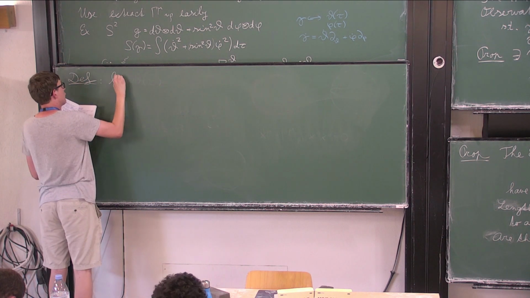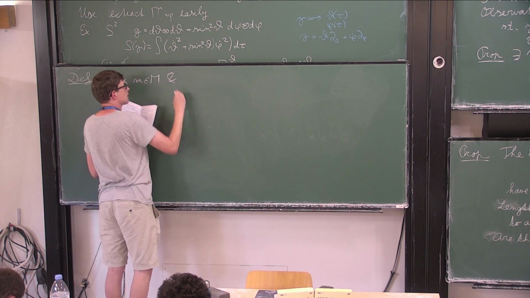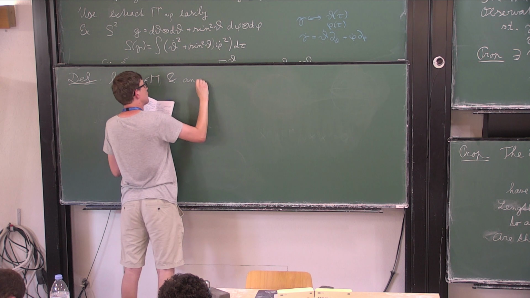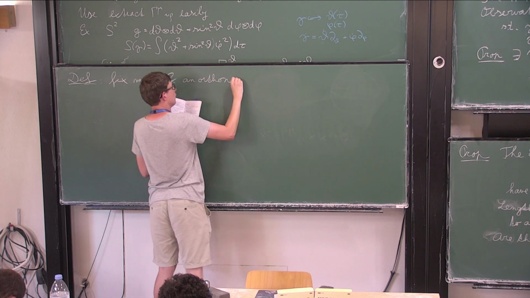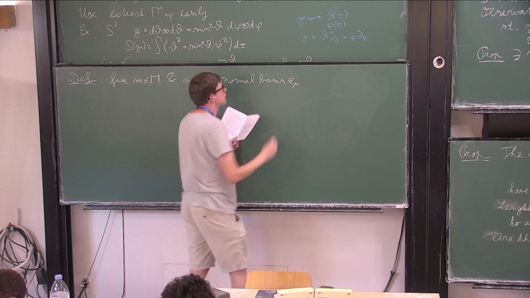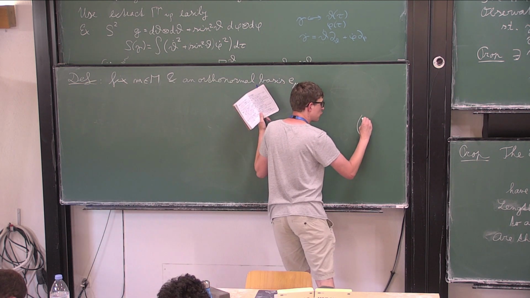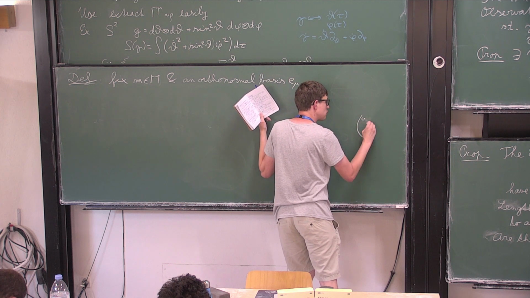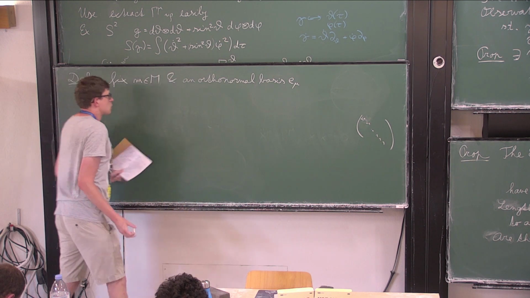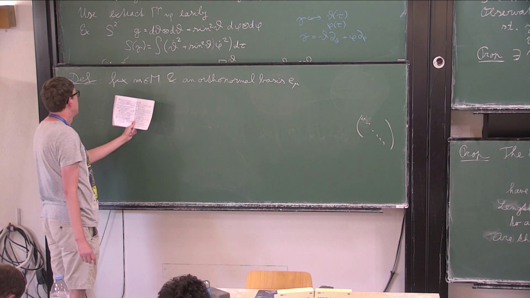Definition: fix a point in the pseudo-Riemannian manifold, and fix in the tangent space an orthonormal basis E_mu. Here you might ask, what does it mean to be orthonormal if the metric is not positive definite? What I mean is just that the metric takes this form, like 1, 1, whatever, or -1, -1, 1, 1, 1. It's diagonal with ones and minuses. So it's the natural generalization of what it means to be orthonormal for positive definite metrics.